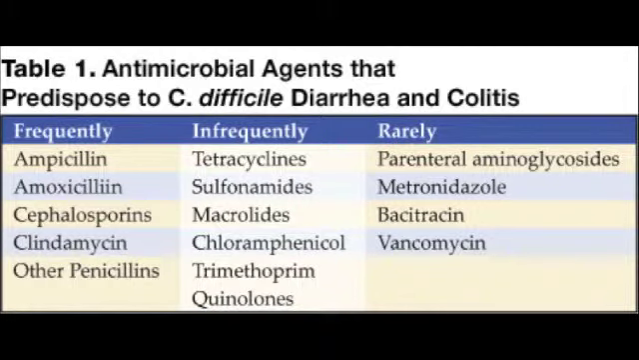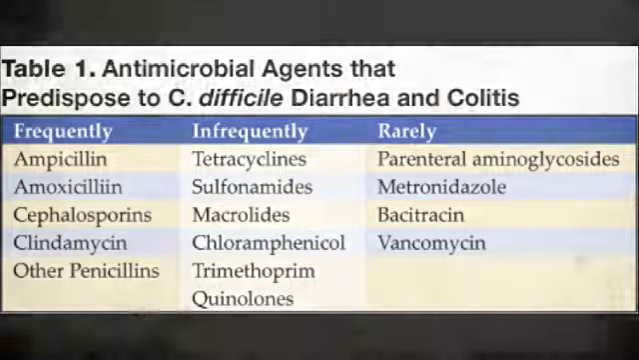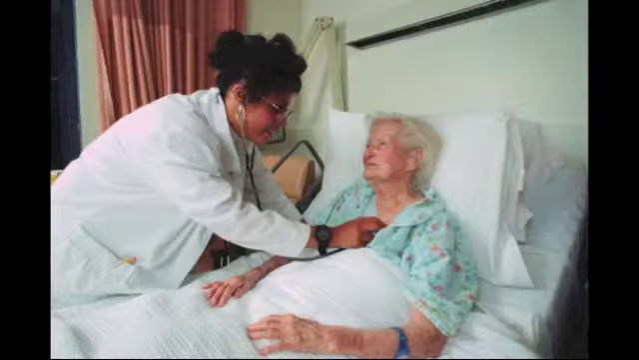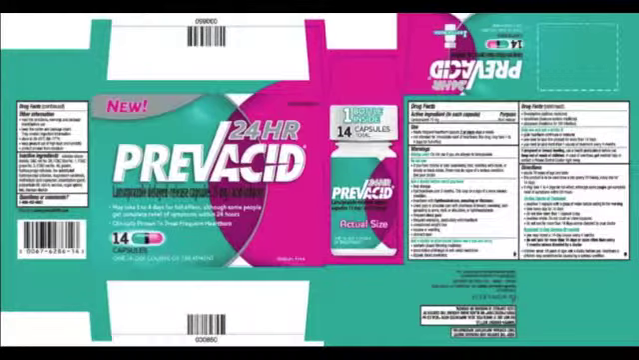Risks for C. diff include taking an antibiotic during the past 30 days. Antibiotics can kill the good germs or normal flora in your intestines. You have an immune system that is weak from a major chronic ongoing illness. You are a woman 65 or older, or you take a medicine for heartburn or to lower the acid in your stomach. These medicines include Prevacid, Prilosec, or Nexium.